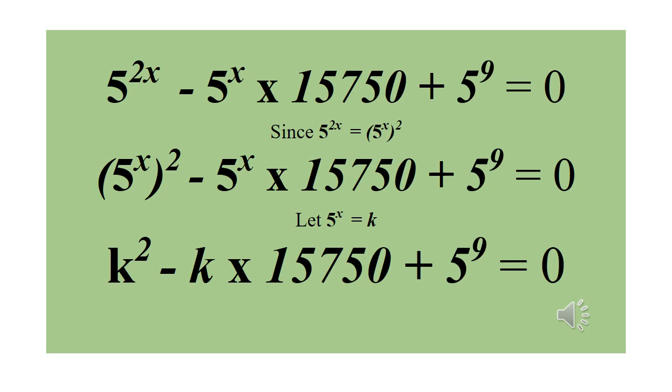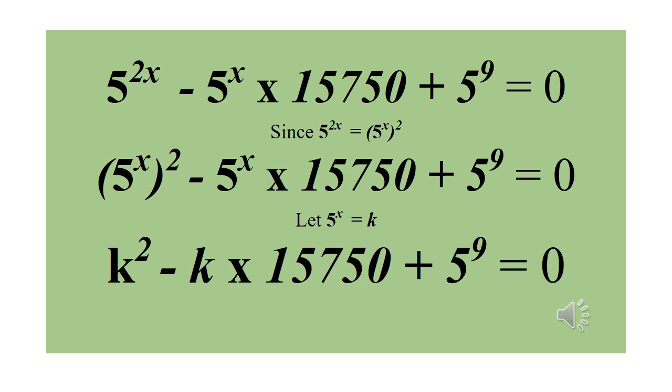Now from here, since we have 5 raised to the power 2x, we can simplify that to 5 raised to the power x, then raised to the power 2. We just factor out the 2, so that we can have 5 raised to the power x and then raised to the power 2. So it means 5 raised to the power 2x equals (5 raised to the power x) squared.